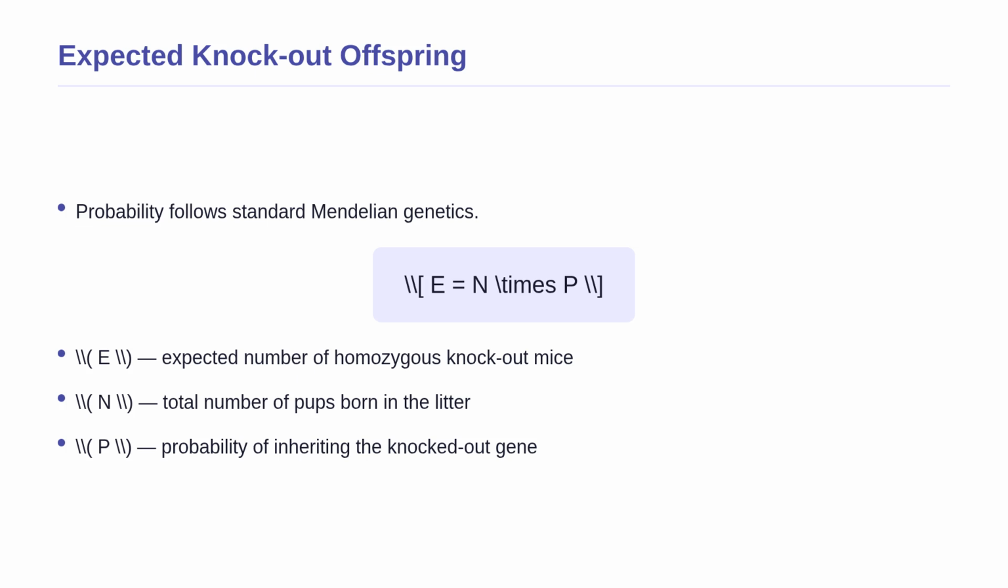trait. E represents the expected number of homozygous knockout mice in a given litter. N represents the total number of pups born in that specific litter. P represents the probability of a single pup inheriting the knocked out gene from both parents. According to Mendelian genetics, when two heterozygous parents are bred, P is exactly 0.25, or 25%. If the total number of pups, N, increases, the expected number of knockout mice, E, will also increase proportionally.